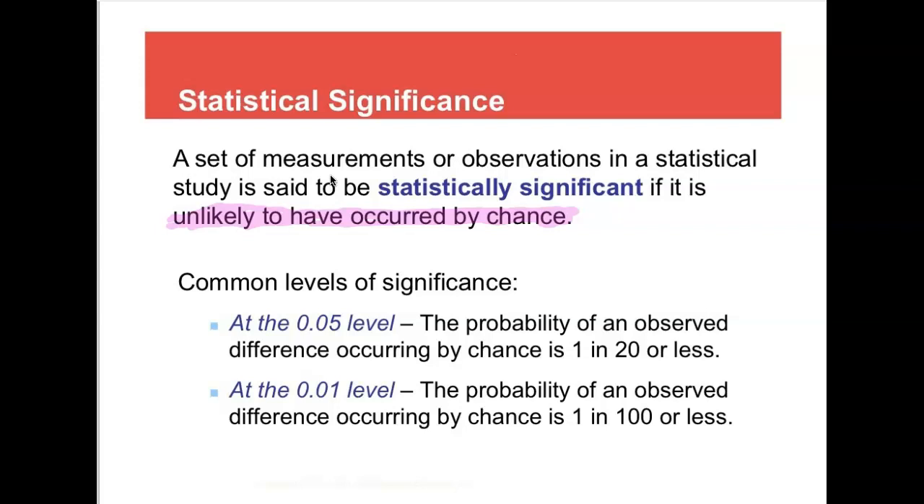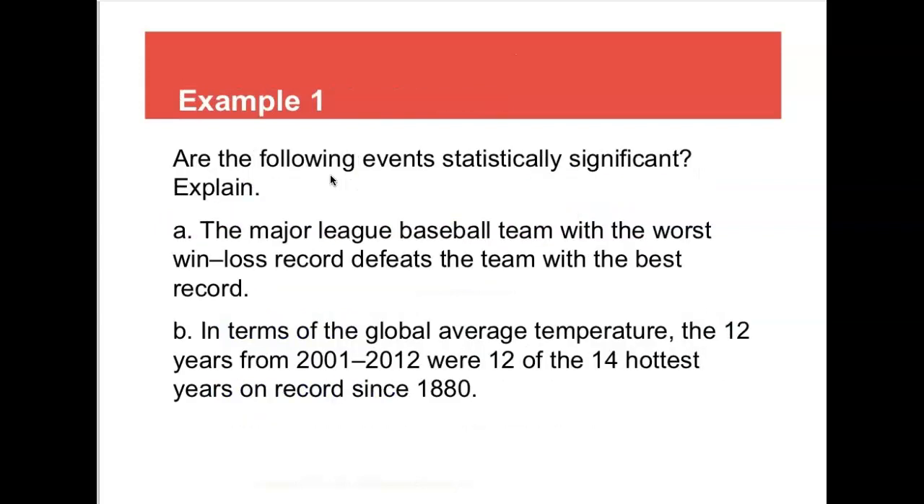And so just to kind of get you to wrap your mind around the idea of statistical significance, we're going to look at two examples, and I want you to try and decide if you think that the result is statistically significant, meaning unlikely to have occurred by chance, or not statistically significant, which would mean that, yeah, it could have just happened by random chance. So first one, I guess you kind of have to know a little bit about baseball, but not much. The Major League Baseball team with the worst win-loss record defeats the team with the best record. Do you think that that's statistically significant or not?